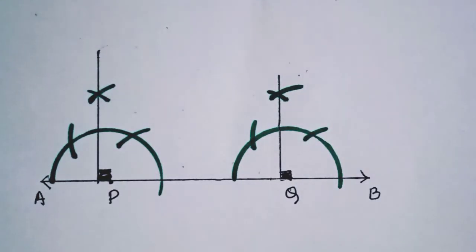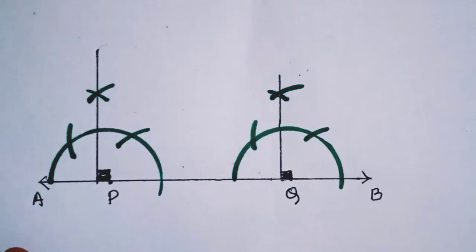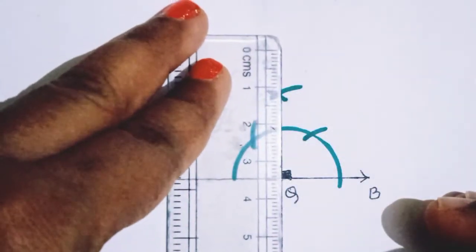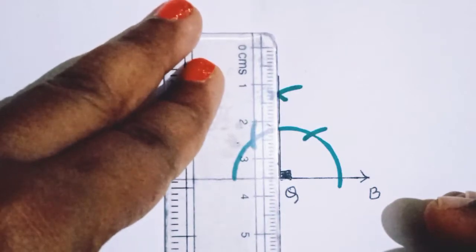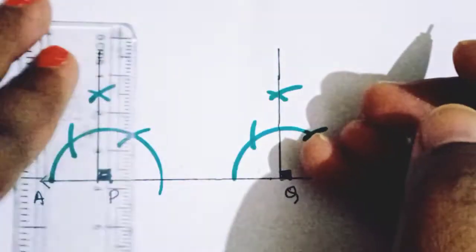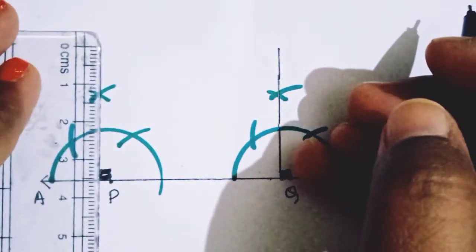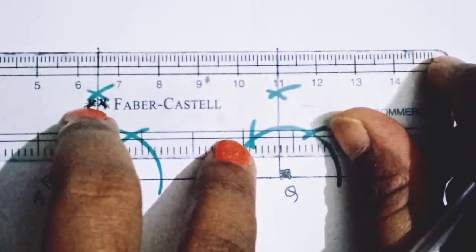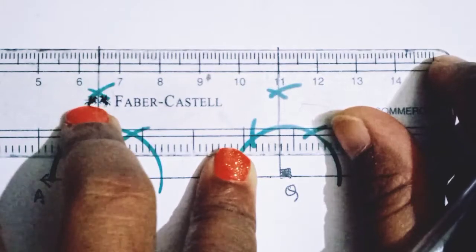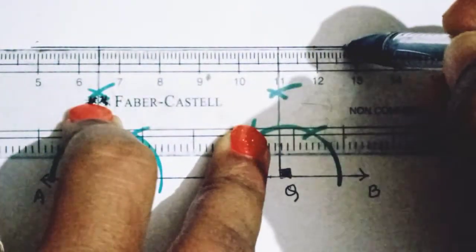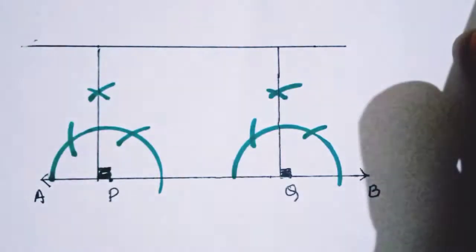Now take out your compass and measure 3.5 centimeter radius and draw an arc so that you can draw a line which is parallel to it. So now if the lines are not drawn, just extend the line and mark 3.5 centimeter. And now you can draw a line which is parallel to PQ.